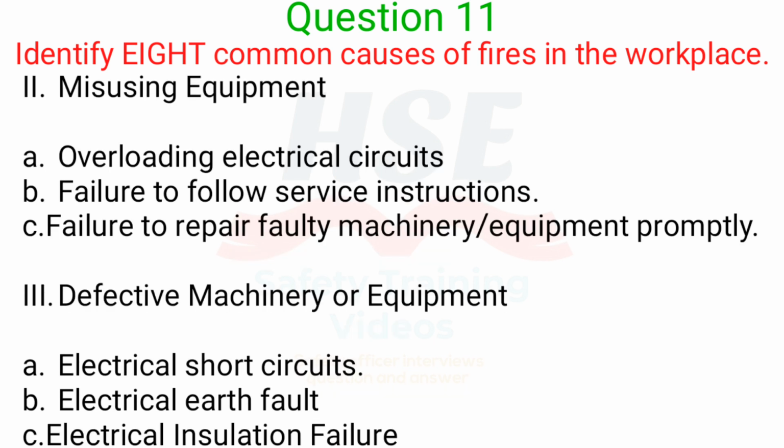2. Misusing equipment. A. Overloading electrical circuits. B. Failure to follow service instructions. C. Failure to repair faulty machinery, equipment promptly. 3. Defective machinery or equipment. A. Electrical short circuits. B. Electrical earth fault. C. Electrical insulation failure.